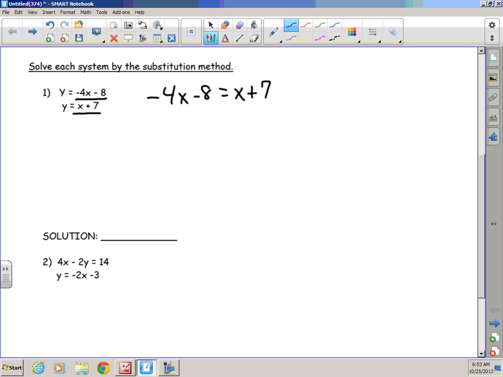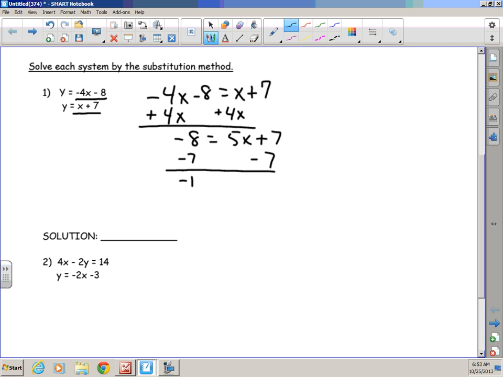Now I have one single equation with one variable, and it's a very straightforward linear equation that we're going to solve. So I'm going to add 4x to both sides. Subtract 7. Divide by 5. And I get as my answer x is -3. However, you're not done. That's only half of the solution. I need to figure out what y is.